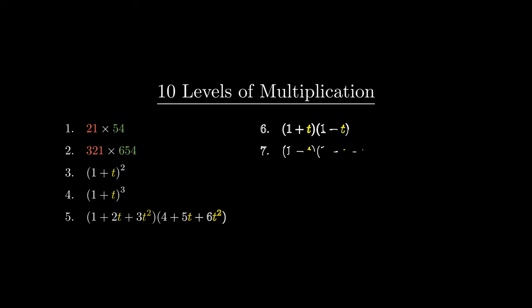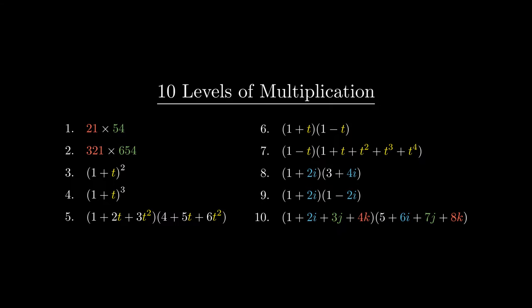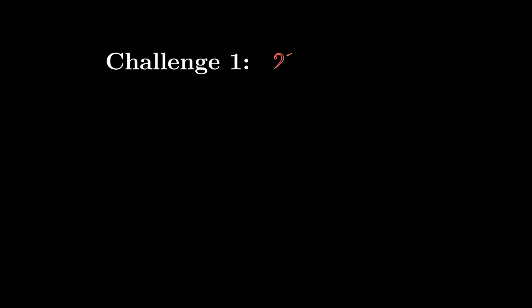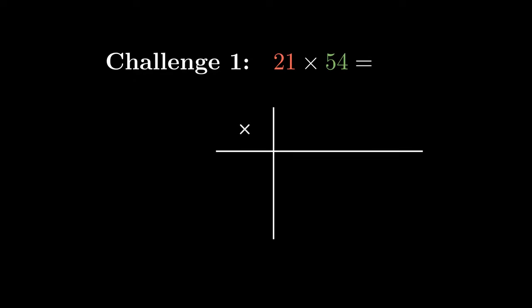Here are 10 challenges that depict increasingly difficult levels of multiplication. Let's start by multiplying two-digit numbers. There are many ways to do this, but what I like to do is to put the 2 and the 1 on the left and the 5 and the 4 on the top.